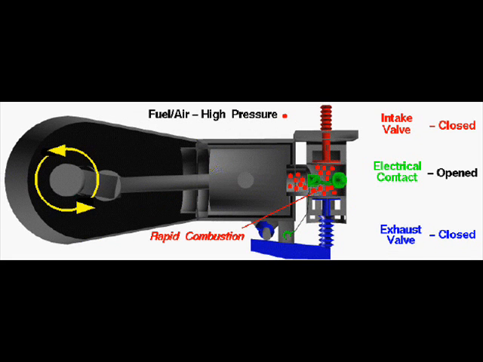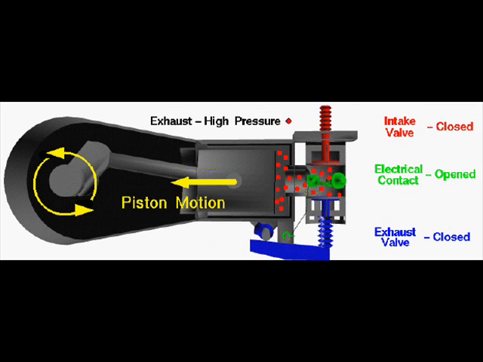Next comes the power stroke. At the beginning of the power stroke, the electrical contact is open. The sudden opening of the contact produces a spark in the combustion chamber which ignites the fuel-air mixture. Rapid combustion of the fuel releases heat and produces exhaust gases in the combustion chamber. Because the intake and exhaust valves are closed, the combustion of the fuel takes place in a totally enclosed vessel.